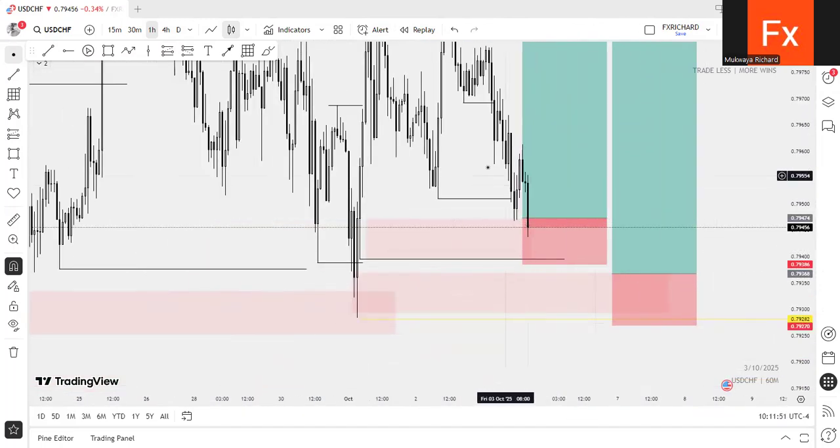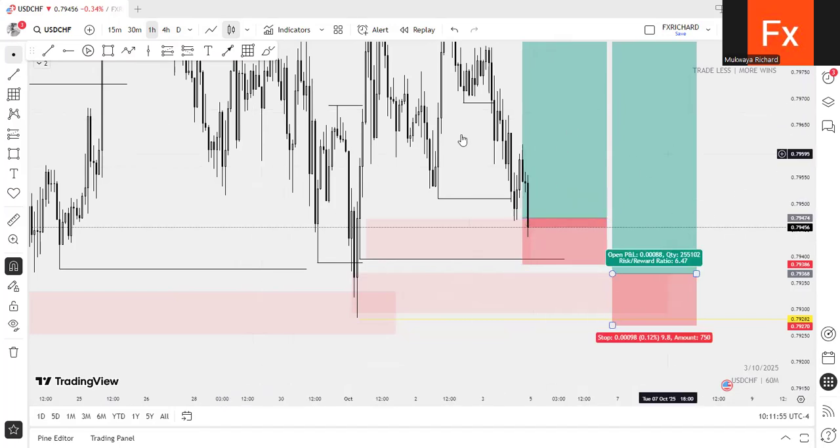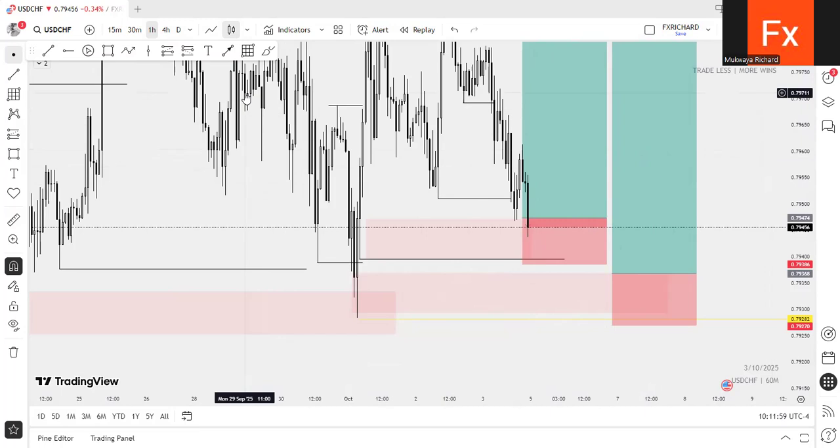So these are the trades that I took last week, and this one I'm still in. I'm still in all those 3 trades that I got last week.